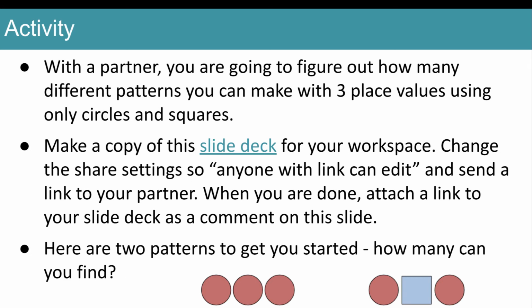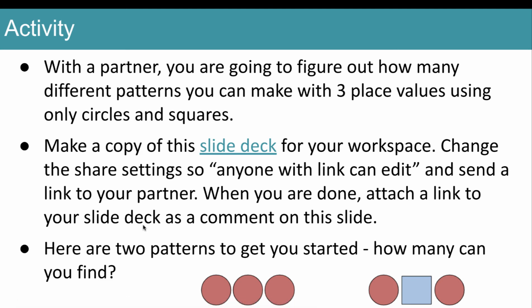So now you're going to be doing an activity, and you can do this with a partner or on your own, but you're going to figure out how many different patterns you can make with 3 place values using only circles and squares. So I want you to make a copy of this slide deck for your workspace, and then change the share settings so that anyone with the link can edit. And then send a link to your partner if you're working with a partner. And when you're done, you're going to attach a link to your slide deck as a comment on this slide so that we can look at each other's work. And here are 2 of the patterns to get you started. And how many can you find?